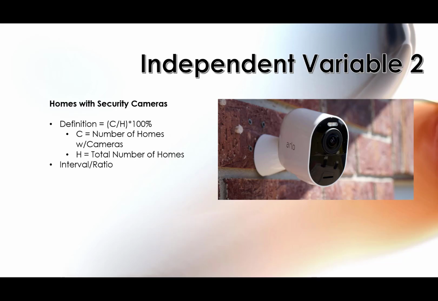Independent variable 2 would be security cameras, homes with security cameras. The definition being the number of homes with security cameras divided by the total number of homes times 100% to give you a percentage. This again is an interval ratio value.